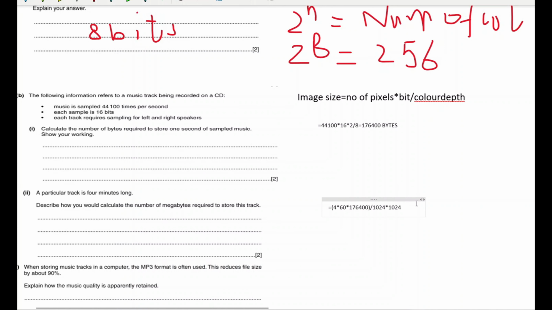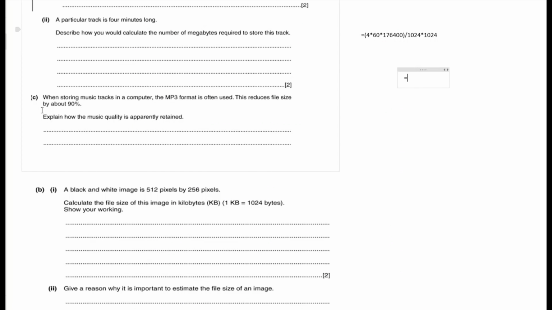Okay, so the answer. The next part is: when storing a music track in a computer, the MP3 format is often used. This reduces file size by about 90%. Explain how the music quality is apparently retained. So what is the format? MP3 format. Basically you are storing the music in audio form. They're saying that after applying a certain compression, it will reduce the size of the file by 90%. And still, after reducing, how can we retain the music quality?